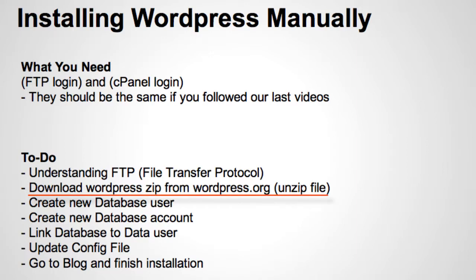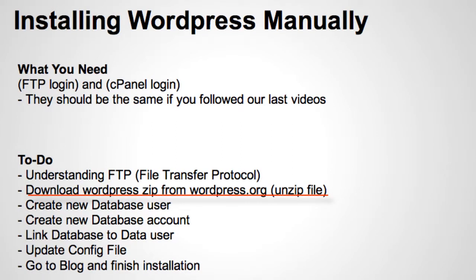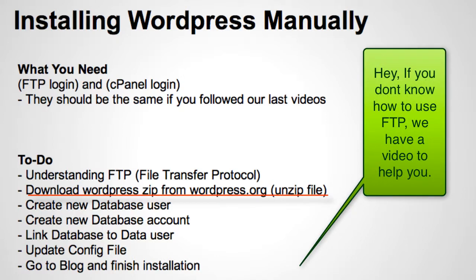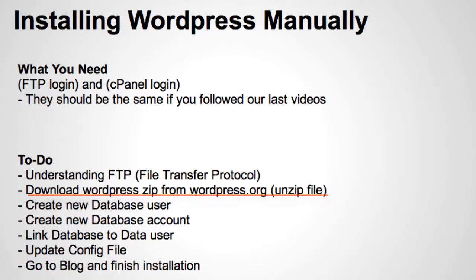So now that you have your unzipped file that you downloaded off of wordpress.org, it's time to go to your FTP client, into your server, and upload those files straight into your root folder. The next thing you're going to want to do is open your FTP client. File Transfer Protocol is what FTP stands for. If you don't know what FTP is, please take a look at our FTP video to understand all about FTP and how to set FTP up.